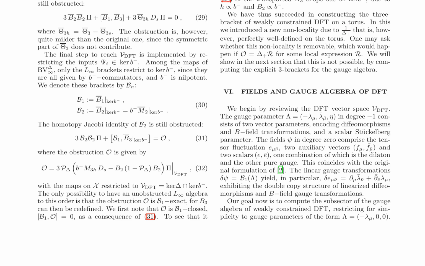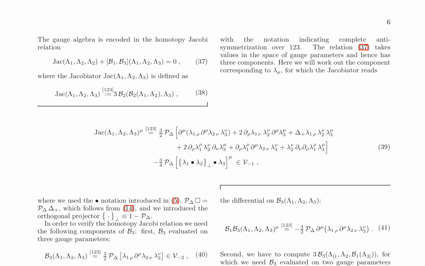The paper concludes by describing the construction of the three-bracket, introducing a new non-locality due to the Laplacian increment plus, highlighting its importance and setting the stage for the next section's computation of the explicit three brackets for the gauge algebra. In higher gauge theory, the gauge algebra is encoded in the homotopy-Jacobi relation, a fundamental concept that ensures gauge transformations form a closed algebra.